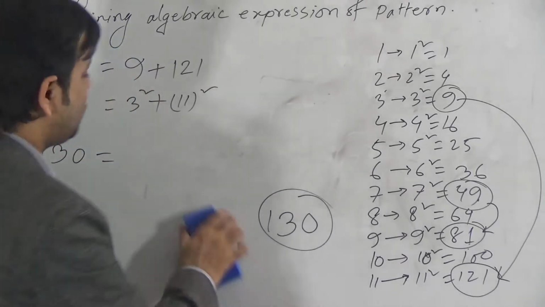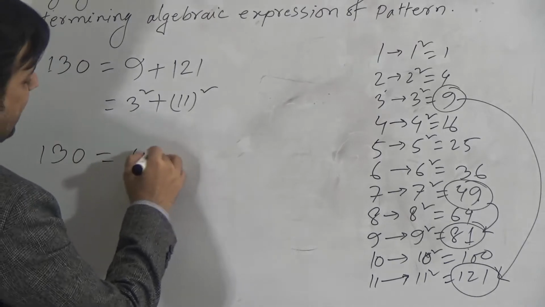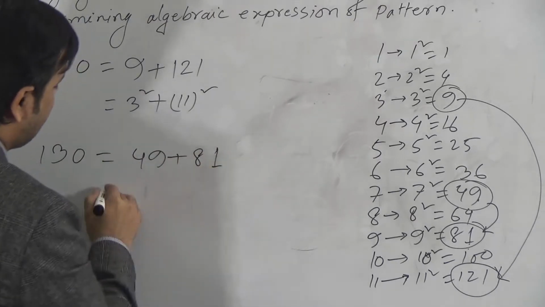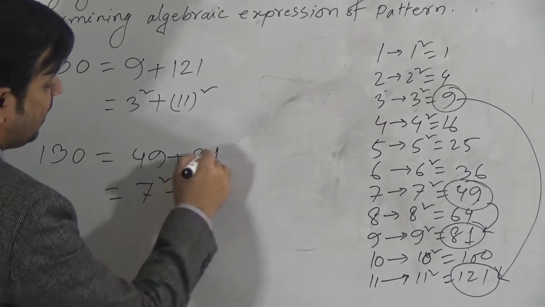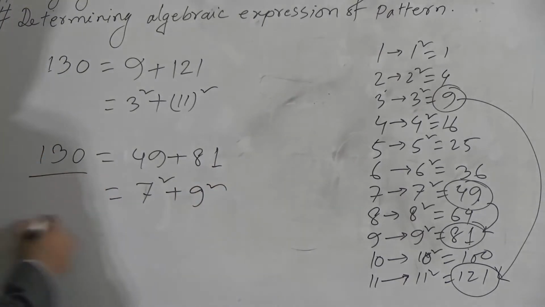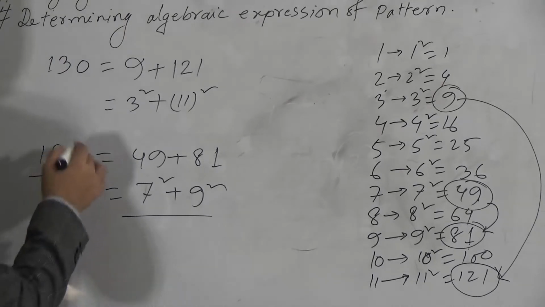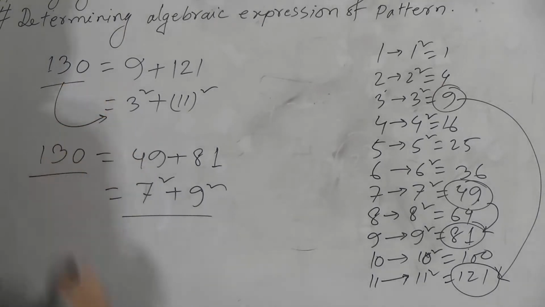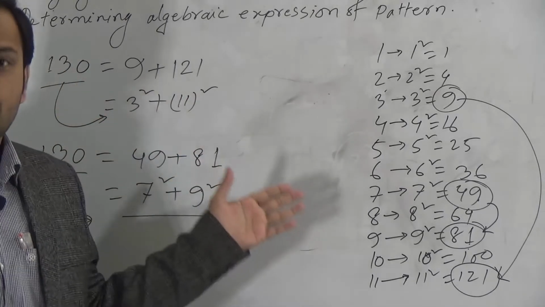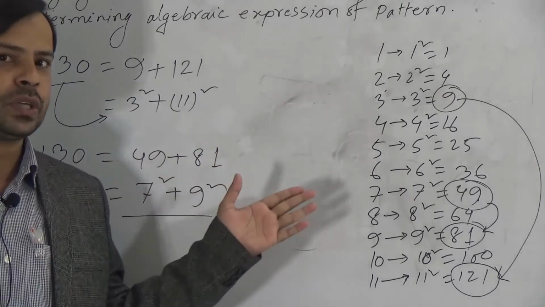So we can take two other perfect squares here, that is 49 and 81. Here 49 means 7 square and 81 means 9 square. It means that we can express 130 as sum of two squares in this way also. So we can express a number as sum of two squares in this way and in this way also. Okay, dear students, I hope you have understood how to express a number as sum of two squares.